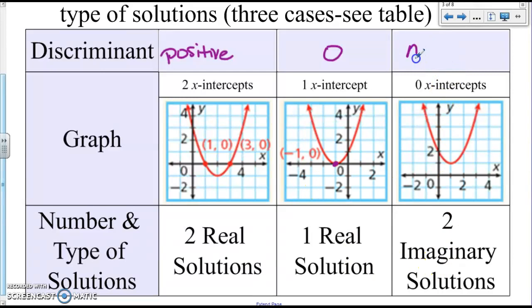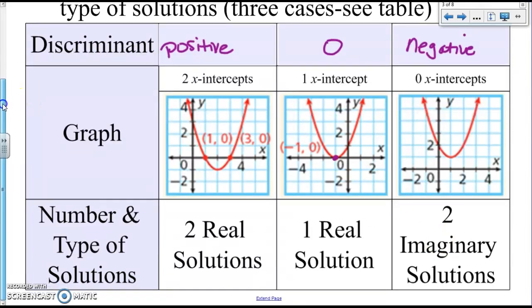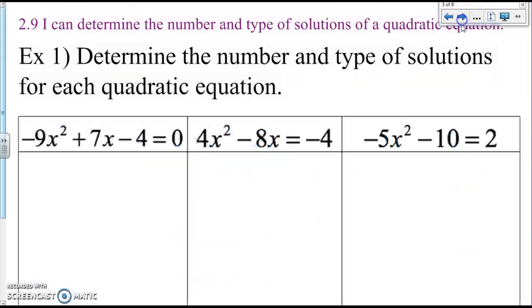And then if you get a negative, that means that my graph never crosses the x-axis, and I have two imaginary solutions. So that's where those complex numbers and imaginary numbers come into play. You do need to memorize this. If I get a positive, it's 2 real, 0 is 1 real, negative is 2 imaginary. It will make your life easier as we go.